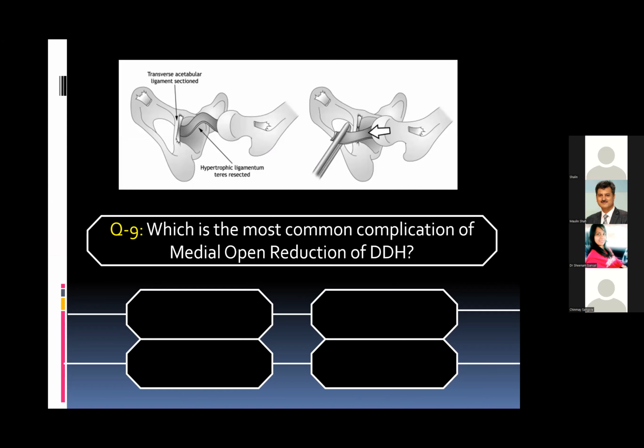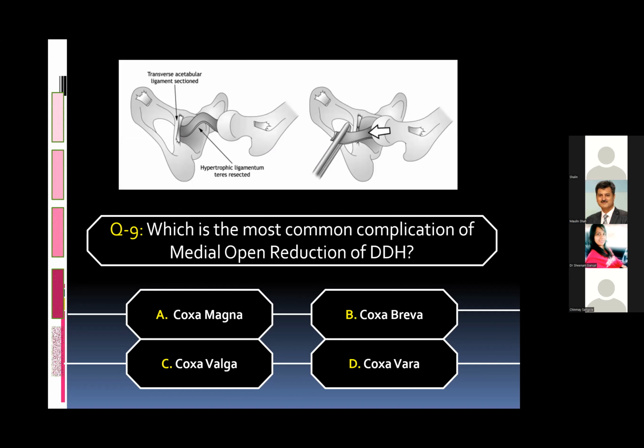Which is the most common complication of medial upper reduction of DDH? Coxa magna is the answer. So again, that branch of medial circumflex can get affected, and coxa magna is the common complication. To a certain extent we also see subcapital coxa valga, but coxa magna is the most common problem we see. Next question.